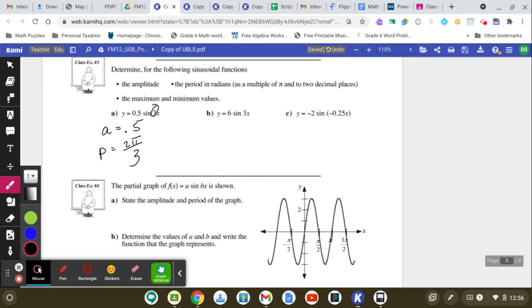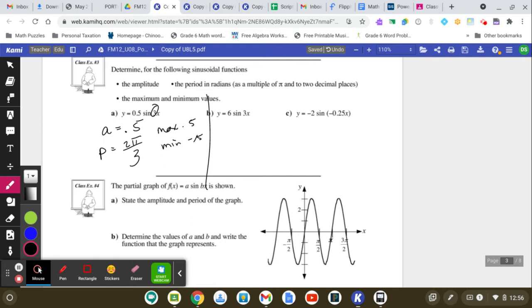And can someone tell me what the maximum and minimum value for this question would be? Remember, what does sine normally go up and down to? 1. So now what is it going to go up and down to? 0.5. So the maximum value would be 0.5, and the minimum value would be what? Negative 0.5. Exactly. Okay, so our max is 0.5. The minimum is negative 0.5.